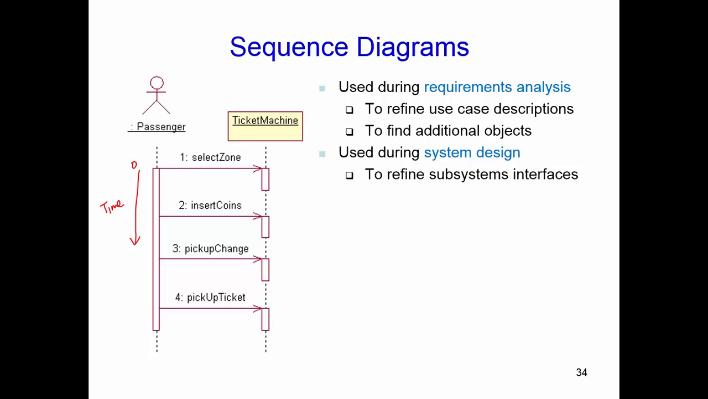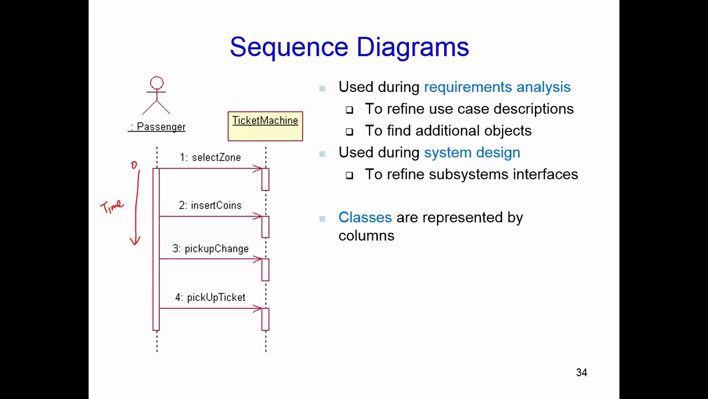You have a ticket machine and a passenger. So as time progresses, let's say you're buying a ticket for a subway or a train. So you select the zone where you want to go, you insert the coins, pick up change, pick up the ticket, and then go. Okay, so the interaction is between the passenger and the ticket machine. Sequence diagrams are used during the requirement analysis to refine the use case description to find additional objects, and also during the system design to refine the subsystem interfaces.